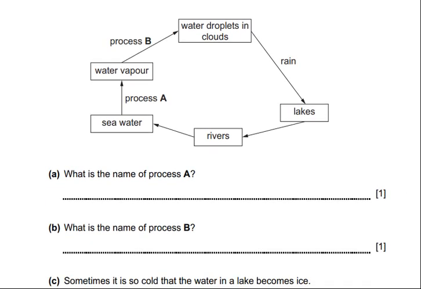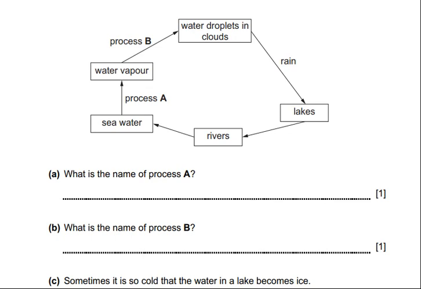A. What's the name of process A? If we look at process A, it is from seawater to water vapor. This means that water from the sea changes to water vapor. So we need to write down the name of the process. When water changes to water vapor, it has a name. So we call it evaporation. So the name of the process is evaporation.